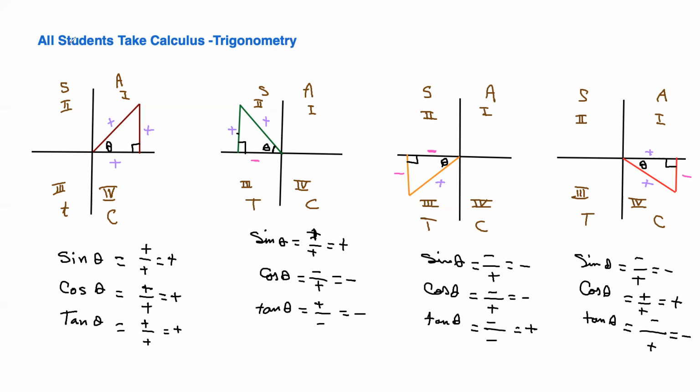So that's how we derived All Students Take Calculus. All of the trig functions in the first quadrant are positive. Only the sine is positive in the second quadrant, but the other trig ratios are negative. And if you're in the third quadrant, only the tangent is positive, but the sine and the cosine are negative. And in the fourth quadrant, only the cosine is positive and the sine and tan are negative. And that's how it's derived. So just in case you memorize this without knowing how it's derived, this is how we derive it.